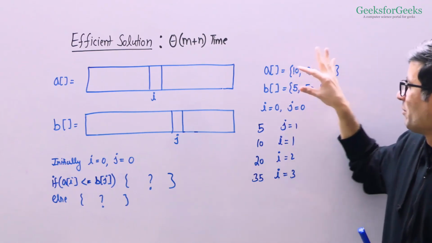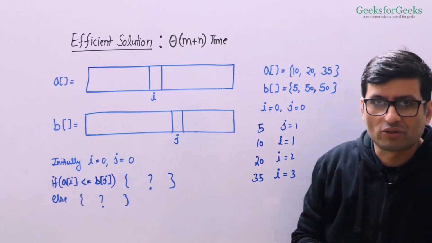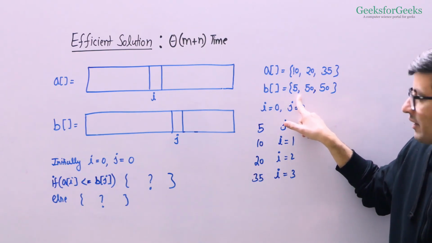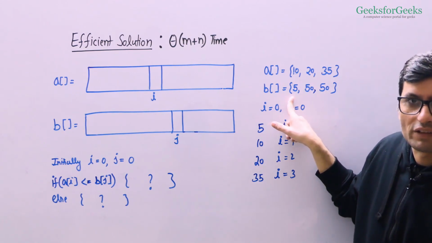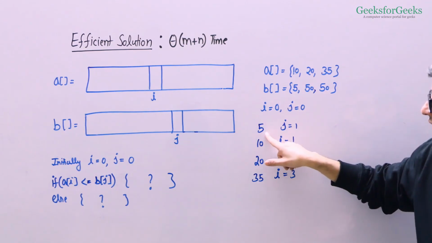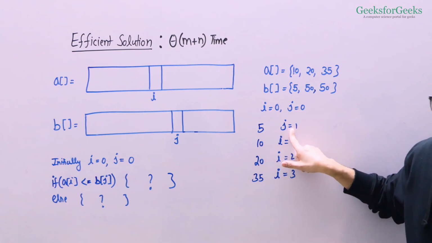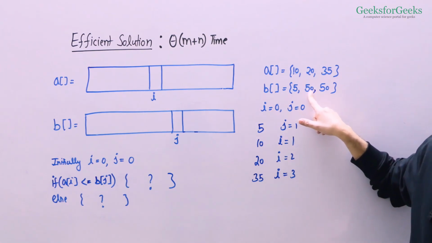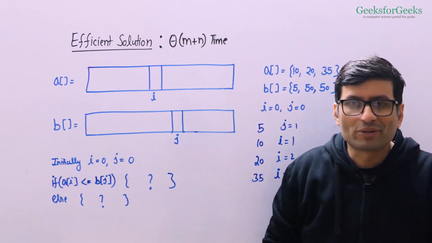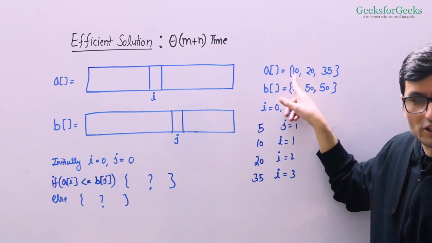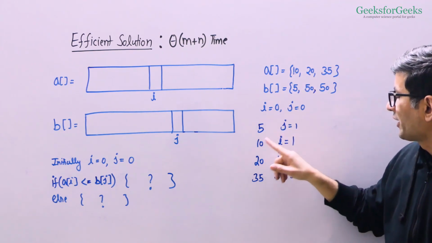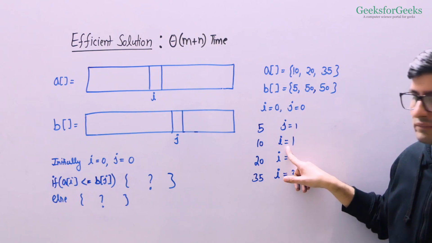So what should we do? We want to print both the array elements in sorted order, right? So what should we do? We should print the element 5, right? And since we have processed this element 5, we need to move ahead in array B. So we print 5 and we make j equal to 1. Now we are again going to compare 10 and 50, and now 10 is smaller. So what are we going to do? We are going to print 10 on the screen and we are going to move ahead in array A. So we print 10 on the screen, make i equal to 1.